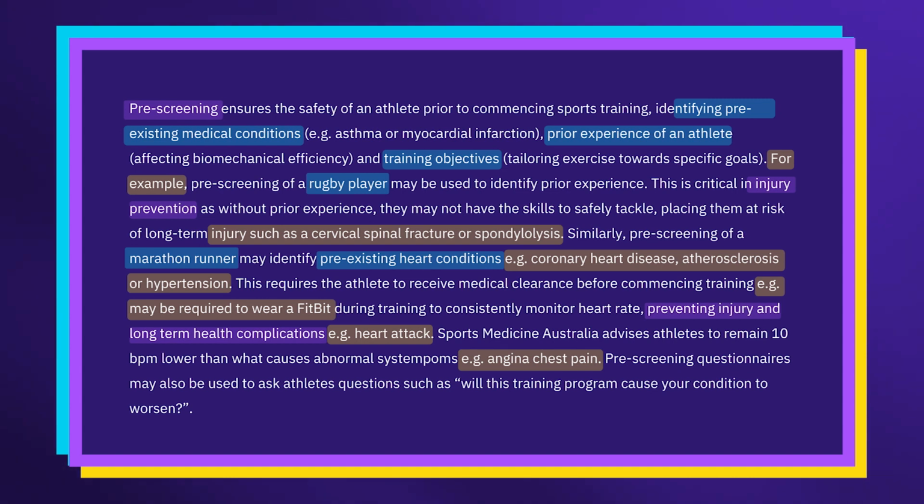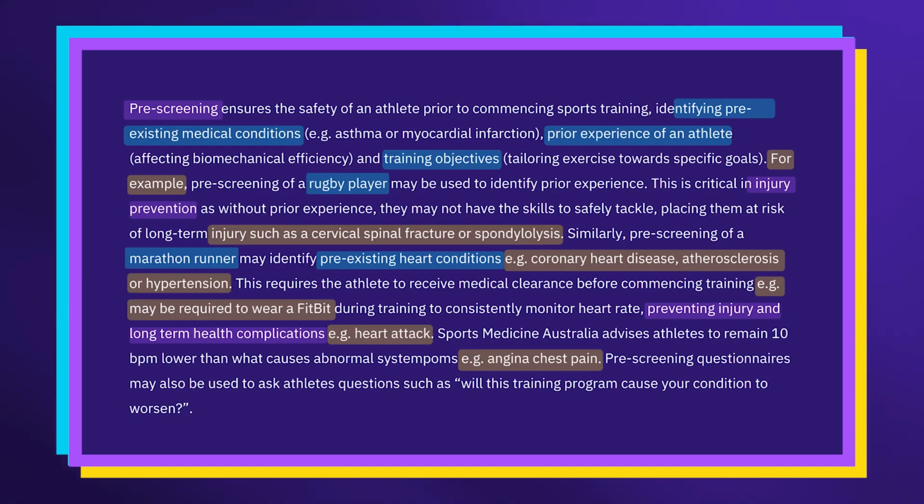Similarly, pre-screening of a marathon runner may identify pre-existing heart conditions, e.g. coronary heart disease, atherosclerosis or hypertension. This requires the athlete to receive medical clearance before commencing training, e.g. may be required to wear a Fitbit during training to consistently monitor heart rate, preventing injury and long-term health complications, e.g. heart attack. Sports Medicine Australia advises athletes to remain 10 BPM lower than what causes abnormal symptoms, e.g. angina chest pain. Pre-screening questionnaires may also be used to ask athletes questions such as, will this training program cause your condition to worsen?